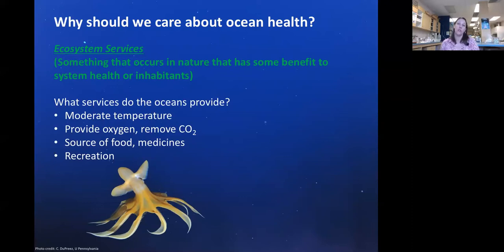But they're also a source of food. A lot of us like to eat fish and shellfish. And some of our medicines have come from the oceans. And there's a lot of potential, we think, for living things in the ocean that might also produce new medicines we haven't discovered yet. And my favorite is just, it's a source of recreation.